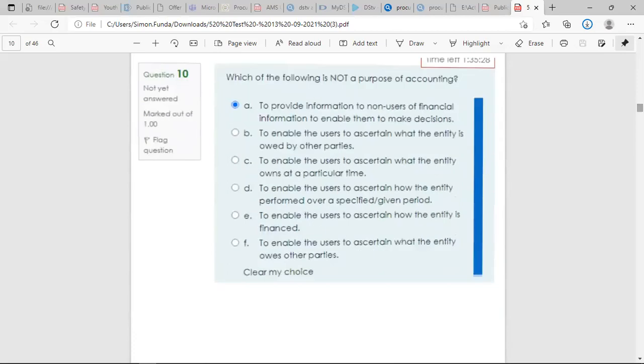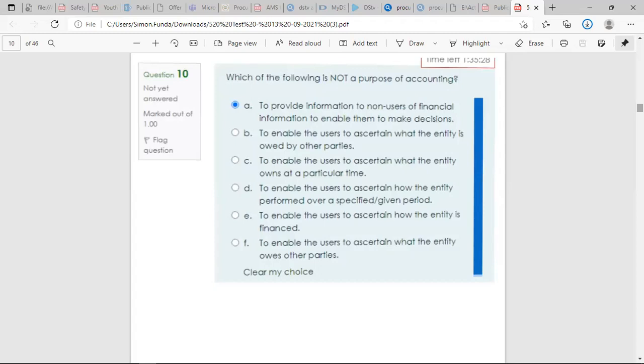Okay, we have the next question, number 10. Which of the following is not a purpose of accounting? Okay. We can start with the one which are not ticked: to enable the users to ascertain whether the entity is owned by the other entities or parties. So this is not true, because this is one of the purposes of accounting.